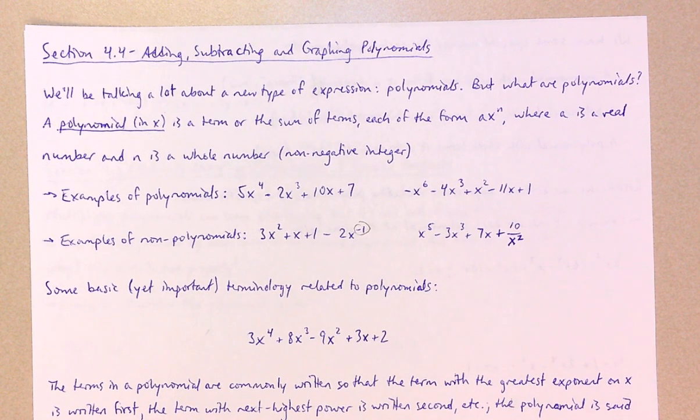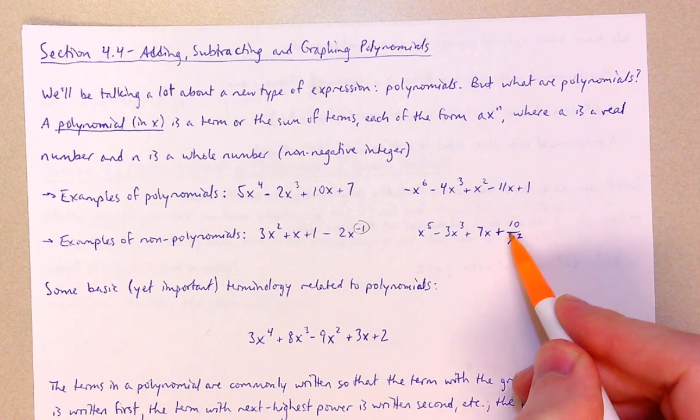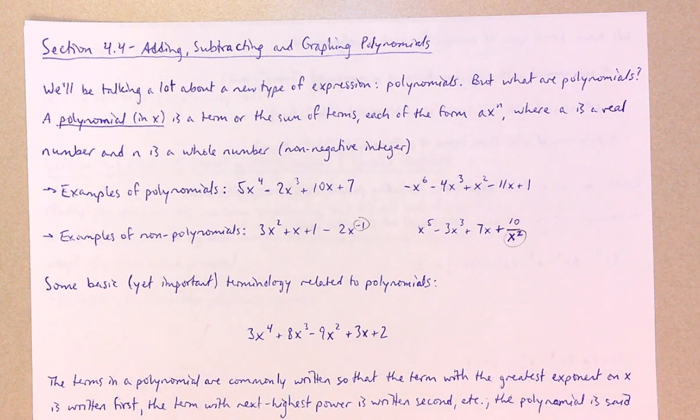Another example of something that's not a polynomial, x to the fifth minus 3x cubed plus x plus 10 divided by x squared. If you're seeing variables in the bottom of a fraction inside of your algebraic expression, then this thing is not a polynomial. Right there, not good. So these are two examples of things that are not polynomials.